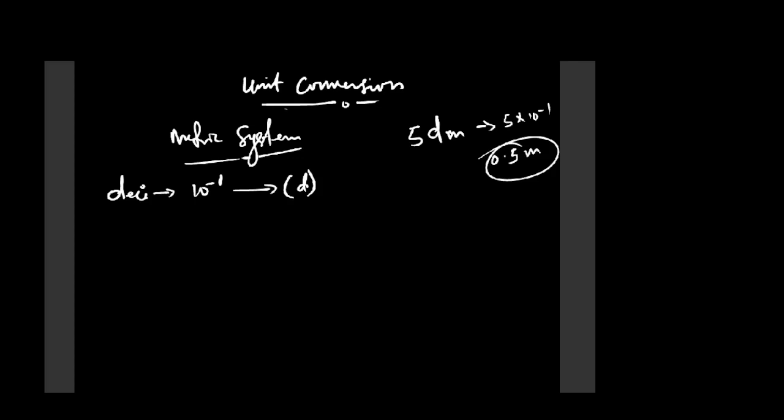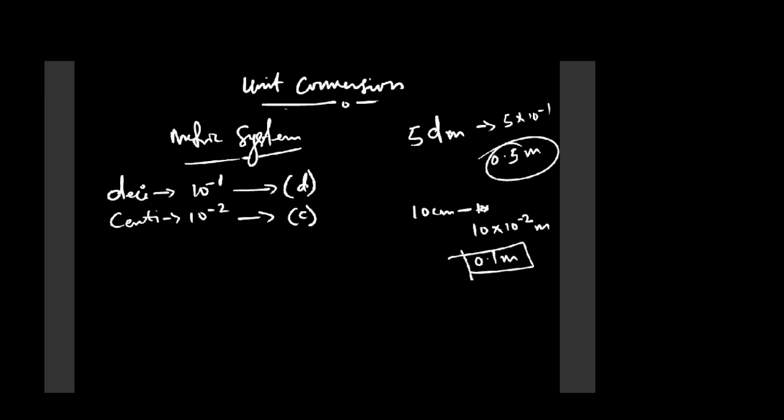What's the next one after deci? It is centi, which is 10 raised to power minus 2, and the symbol is c. So 10 centimeter is equivalent to 10 multiplied by 10 raised to power minus 2 in meter. I'm replacing the c with the value 10 raised to power minus 2, and this gives us 0.1 meter.